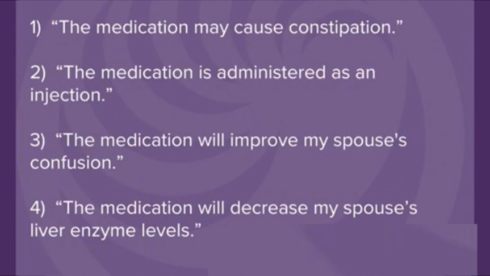Option 3 says the medication will improve my spouse's confusion. This is going to be our correct option. Because lactulose helps excrete ammonia, that's going to improve our confusion. We're going to have more clear thinking, those kind of things. And we often want to adjust the dose based on our client's mental status. And then option 4 says the medication will decrease my spouse's liver enzyme levels. This is an incorrect option. It's not going to touch the liver enzyme levels. We really give it for the complication of the liver condition. It doesn't actually treat the liver condition itself. So our correct option for today is option 3.